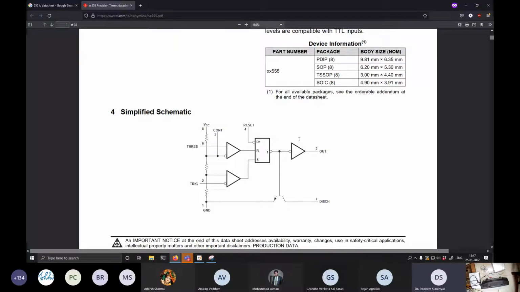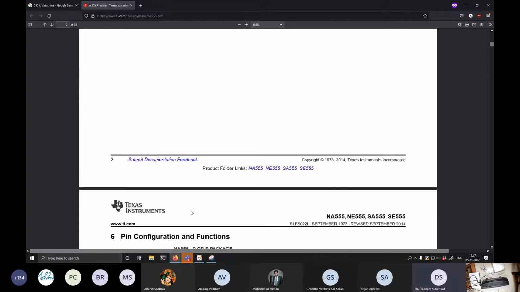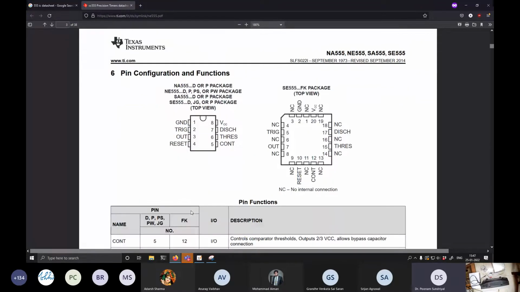So this simplified schematic, forget about it for now, but it does give a very good broad overview of the different sort of components that go into it. And I've drawn them separately as well. We will discuss it using that. But before going there, I just want to show you how it looks.